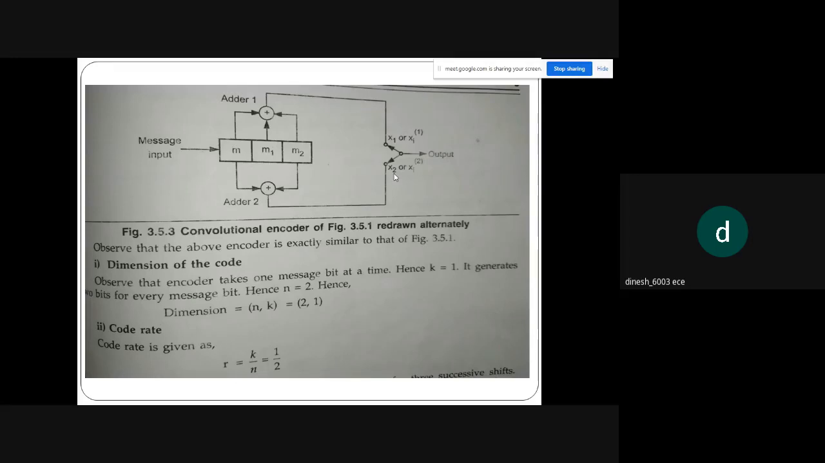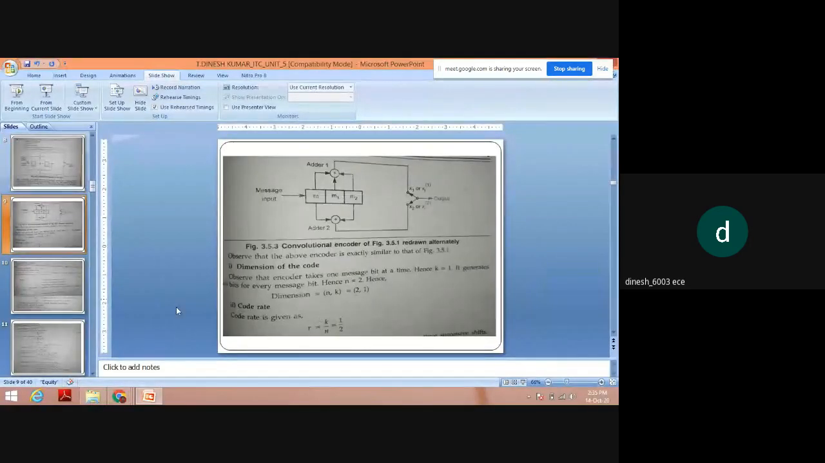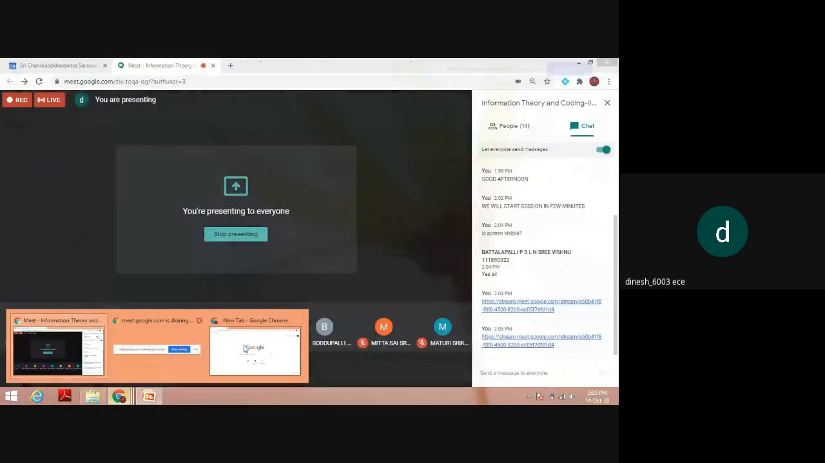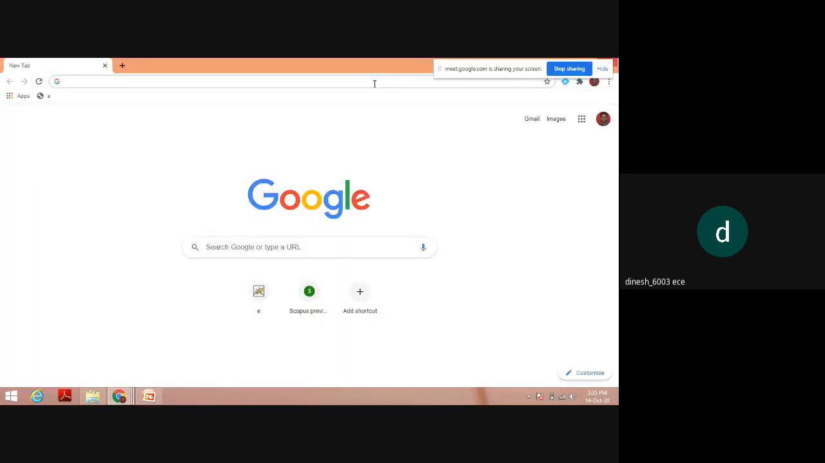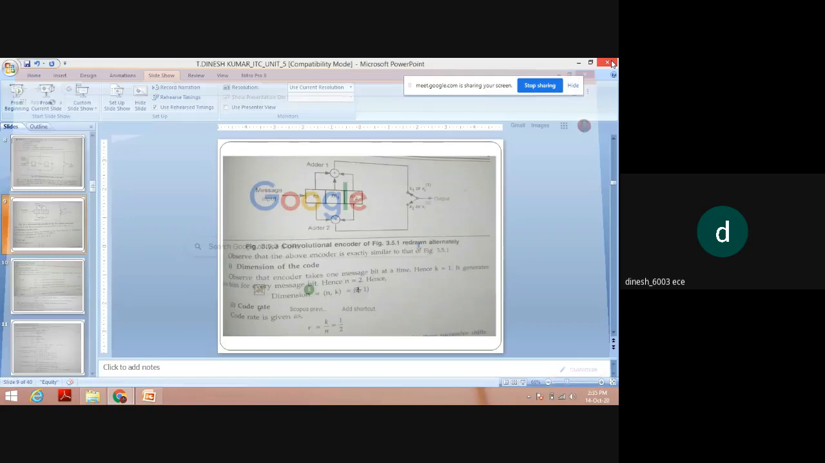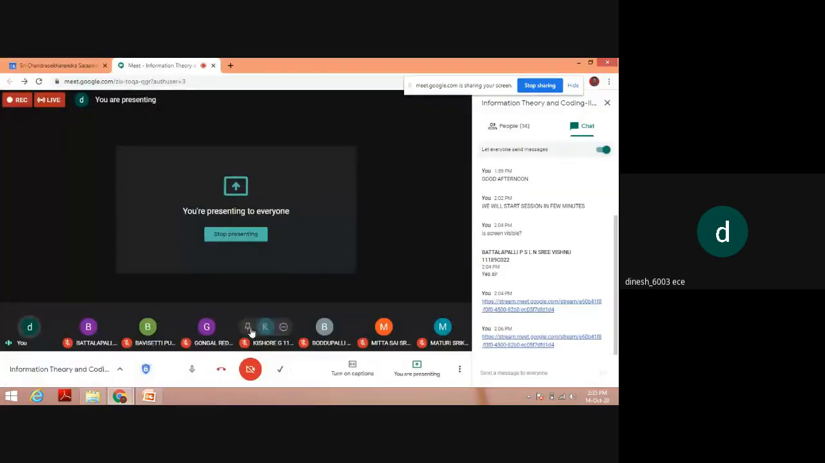Sorry. Are there any queries till this redrawing structure? If there are any queries, please put them in the chat box and let me know, so that I can proceed further.